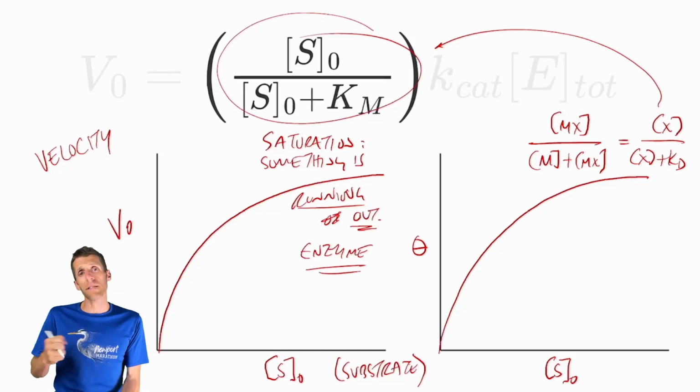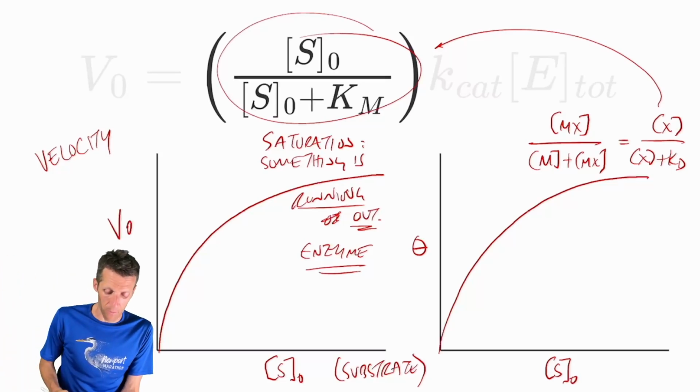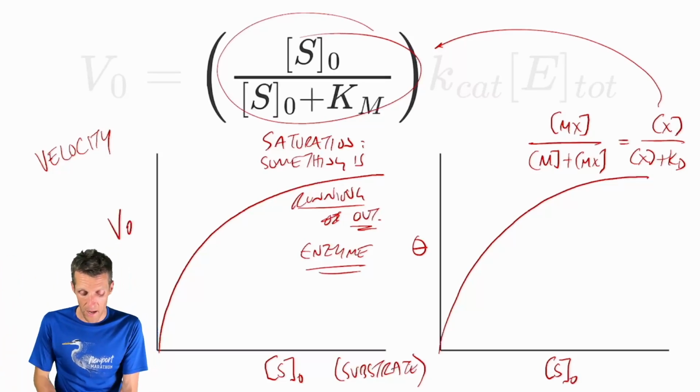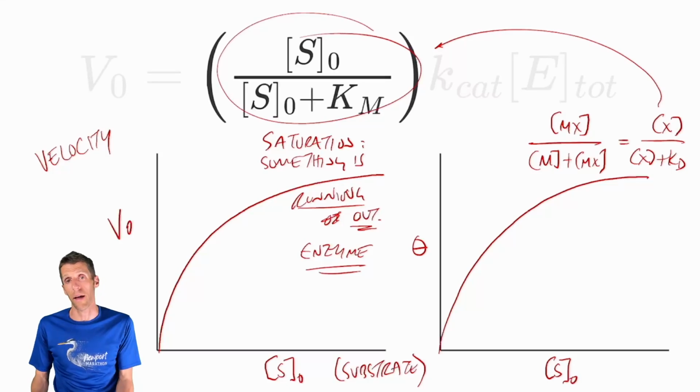So I said that as your substrate concentration goes up, your velocity sort of saturates, it runs out because we're running out of enzyme. And we can see that that's being modeled in this by a binding equation. We're basically seeing that as enzyme binds, we run out of enzyme and we can no longer go any faster.